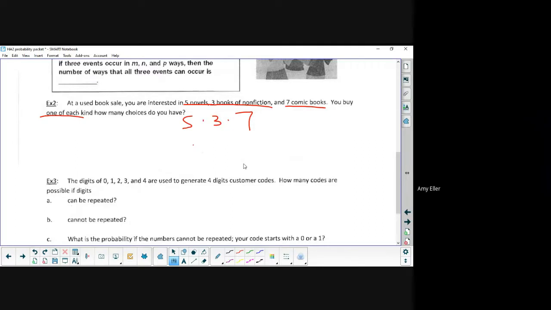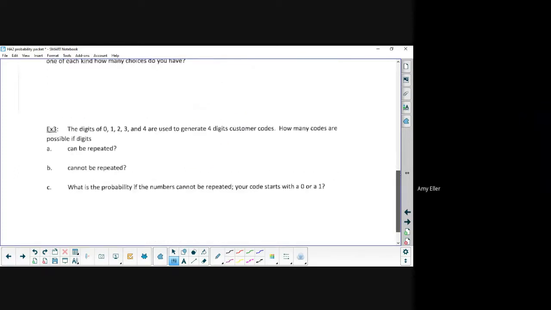What does that come out to? 105. Like I mentioned, if we had a question that says you are going to pick 2 novels and 2 nonfiction and 5 comic books, the counting principle will not work. There's a whole separate way to go about that problem. That's either later today or a different day.